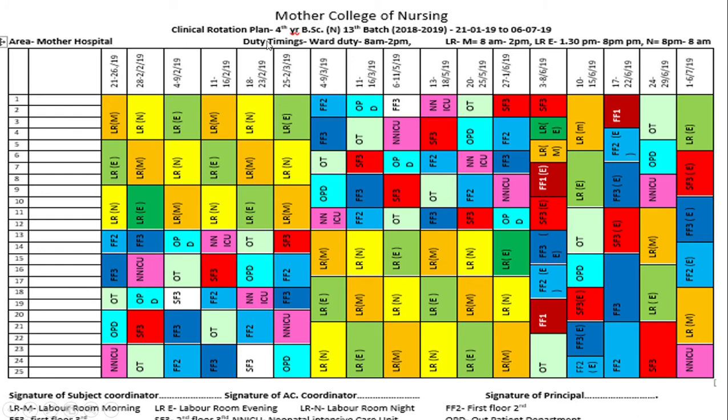And you have to write the duty timings, ward duty. If they are posted in the ward, the duty is 8 a.m. to 2 p.m. and labor room morning is 8 a.m. to 2 p.m., labor room evening 1:30 to 8 p.m. and labor room night is 8 p.m. to 8 a.m. So like this we have to write. In the last you have to write the person who is going to supervise them. The clinical supervisor's name also has to be written in this paper. So this is a sample copy of a clinical rotation plan.